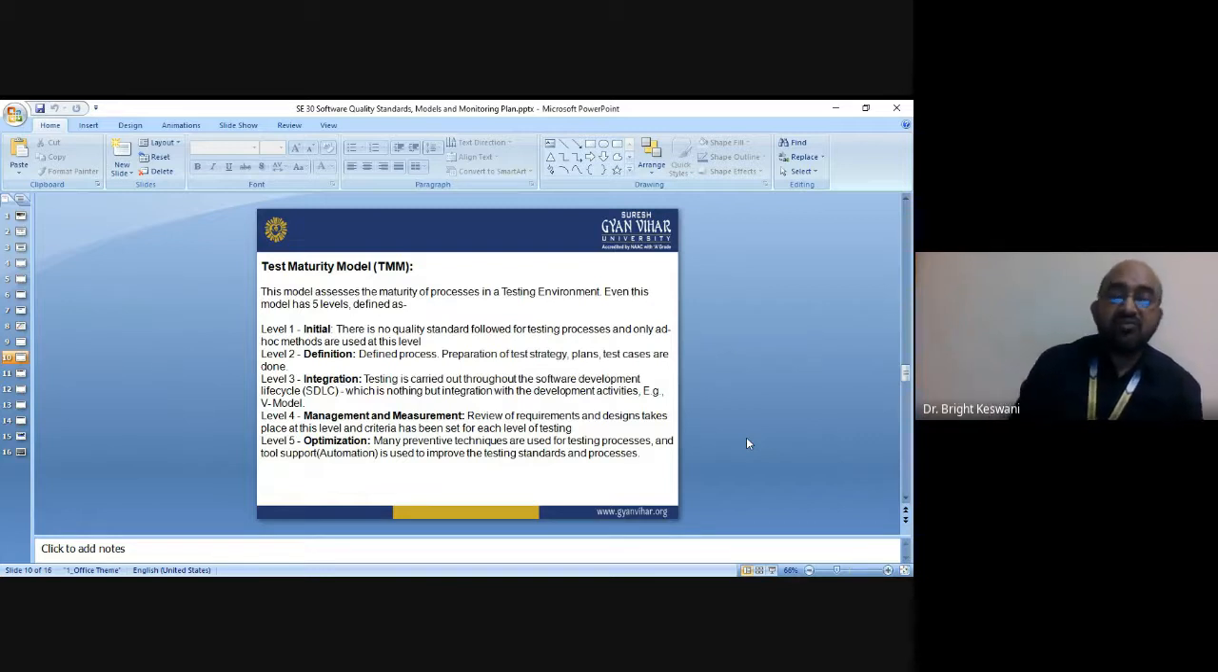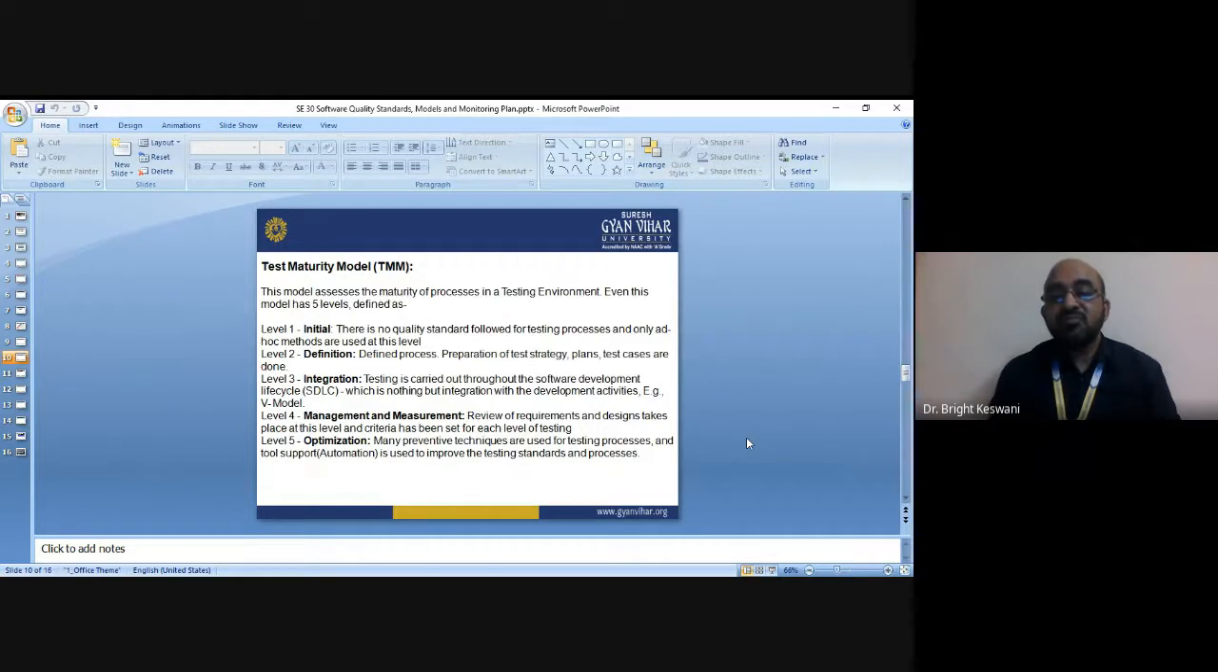Then level 4, that is the management and measurement level. A review of requirements and designs takes place at this level and criteria are set for each level of testing. In the last level, level 5, optimization, many preventive techniques are used for testing processes and tools support, that is automation, is used to improve the testing standards and processes. So this is the last model.